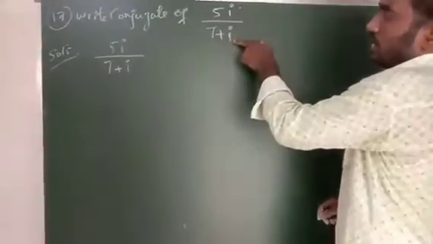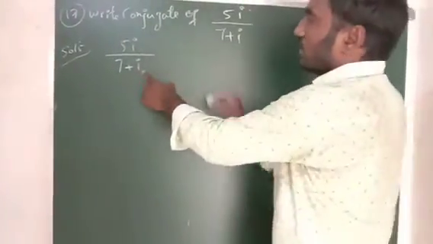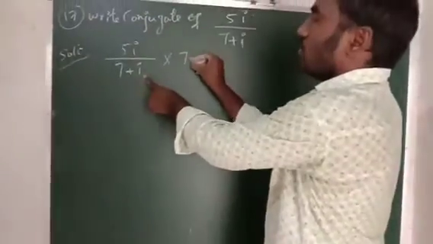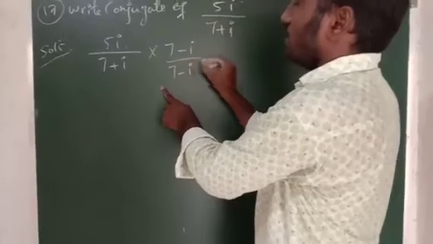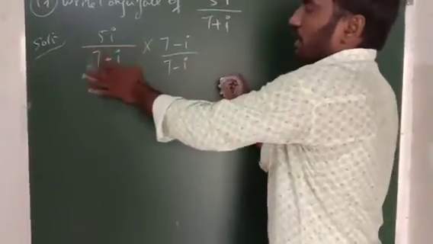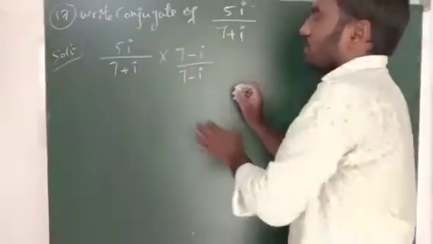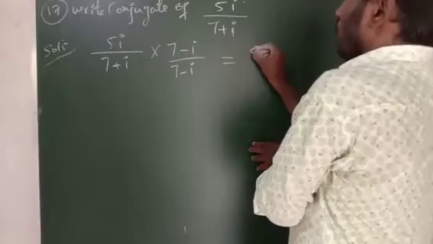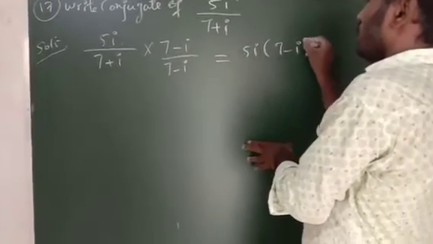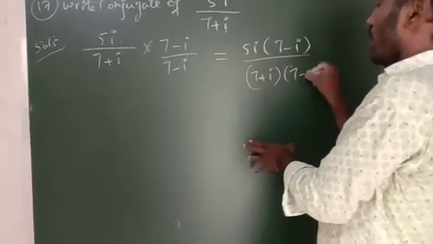By rationalizing the denominator: 5i by 7 plus i. First we have to rationalize the denominator, that is, multiply and divide with 7 minus i. So 5i by 7 plus i into 7 minus i by 7 minus i equals 5i into 7 minus i by 7 plus i into 7 minus i.